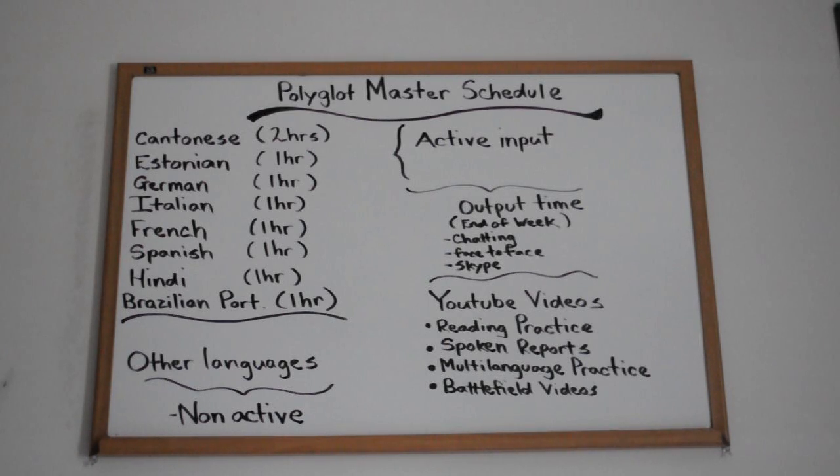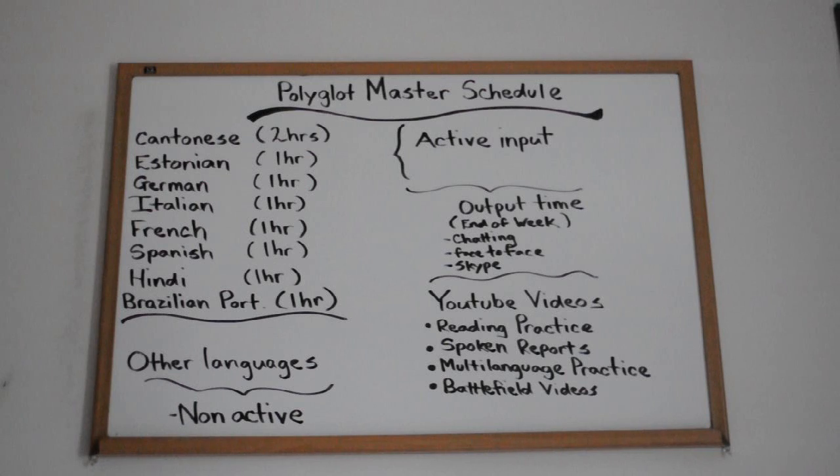Cantonese. This is the main one I've been studying lately. I tend to put 2 hours. Now this is all input time, by the way. This time is just referring to the input time. Okay, active input. So for Cantonese, 2 hours. For the rest of them, Estonian, German, Italian, French, Spanish, Hindi, Brazilian Portuguese, it will be 1 hour.